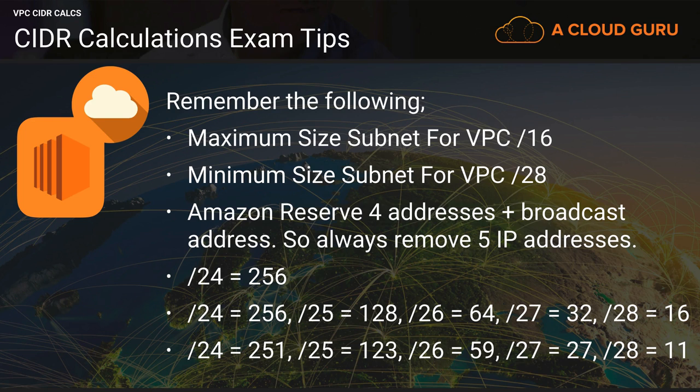But you always have to take away 5 because Amazon reserves 4 addresses, and then you've got your broadcast address. So /24, 256 take 5 is 251. /25 is 128 take 5, that's 123. 64 take 5 is 59, so that's a /26. 32 take 5 is 27, so that's a /27, and then 16 take 5 is 11, and so that's a /28. So remember that going into your exam. That will definitely pick you up a couple of marks.